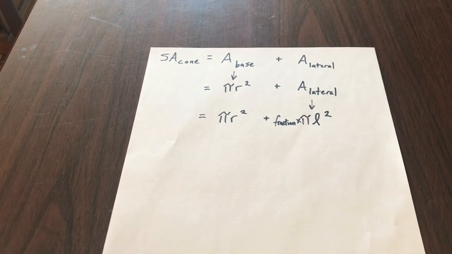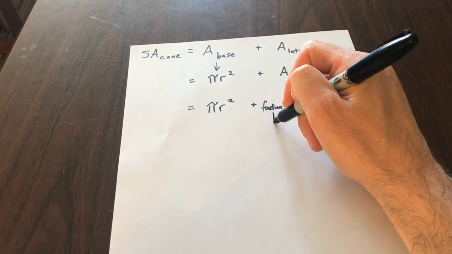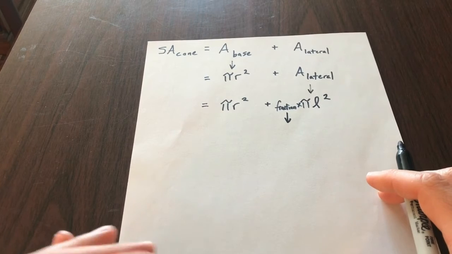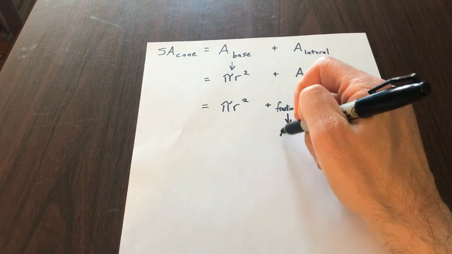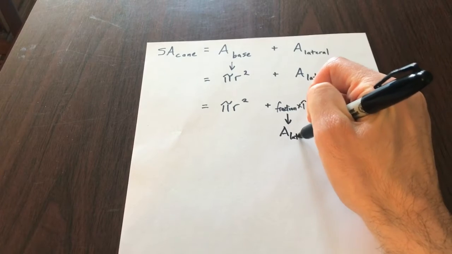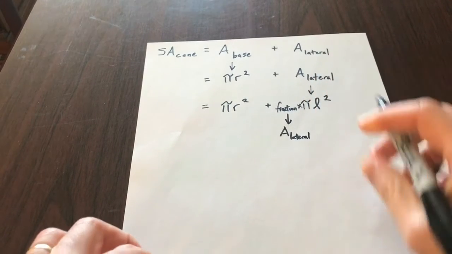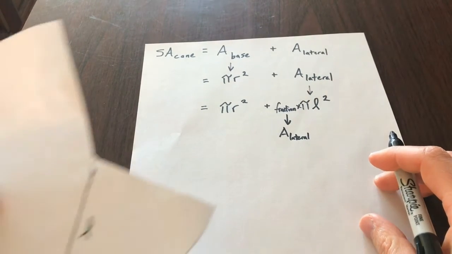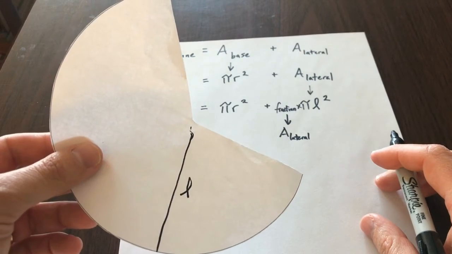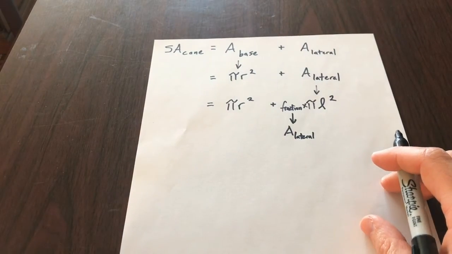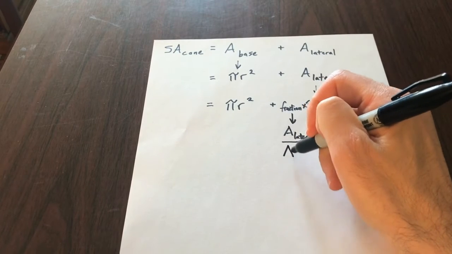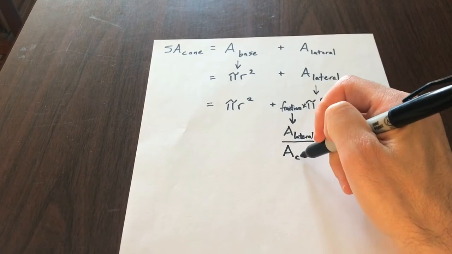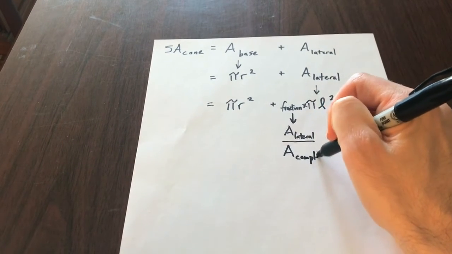However, we can use variables. We can say that the fraction is equal to the area of the lateral surface, that's what we unraveled to get this incomplete circle, over the area of the complete circle.